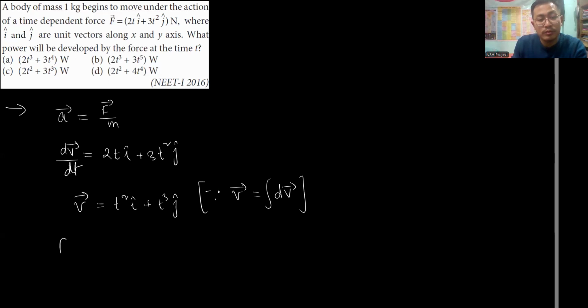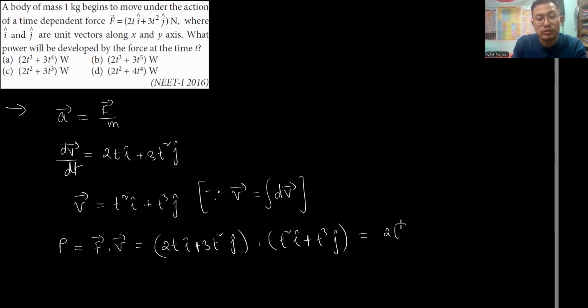Power P is the dot product of force and velocity. Force is 2t i cap plus 3t square j cap, and velocity is t square i cap plus t cube j cap. The dot product is 2t cube plus 3t to the power 5, so option B is the right answer.